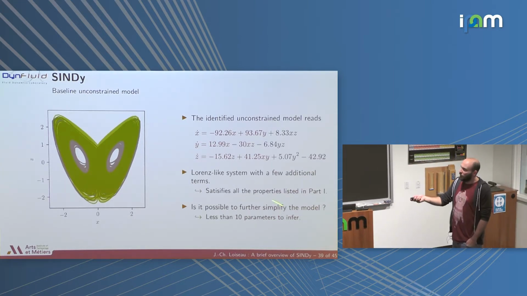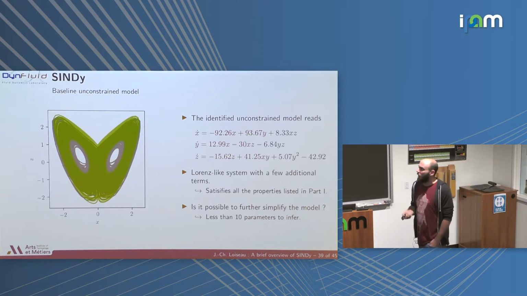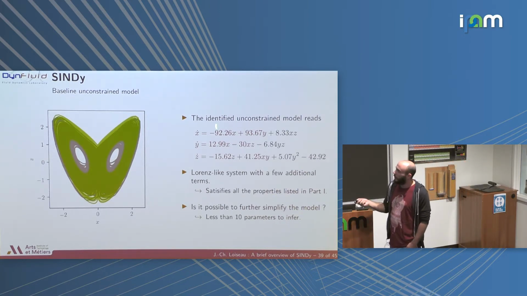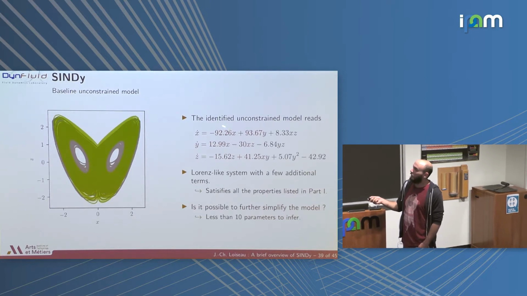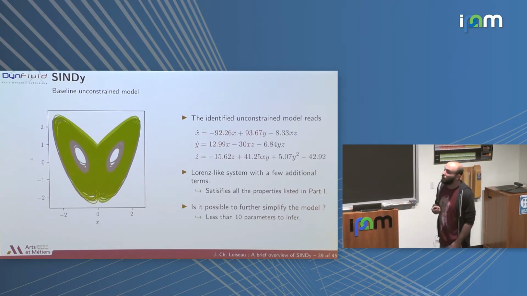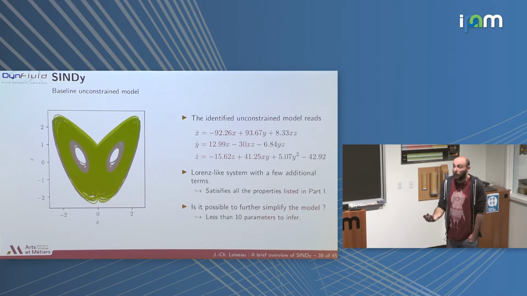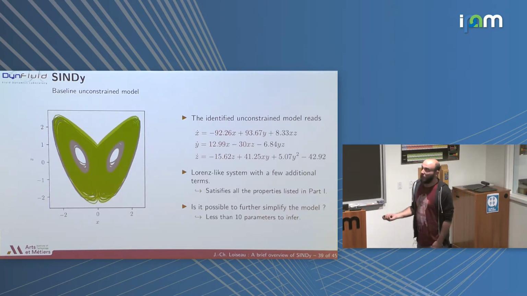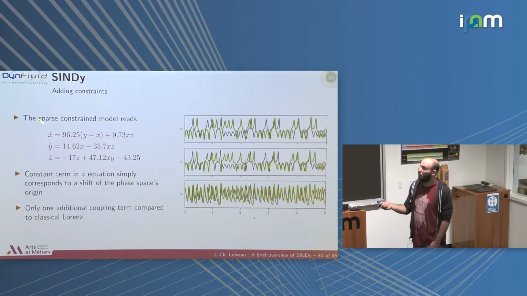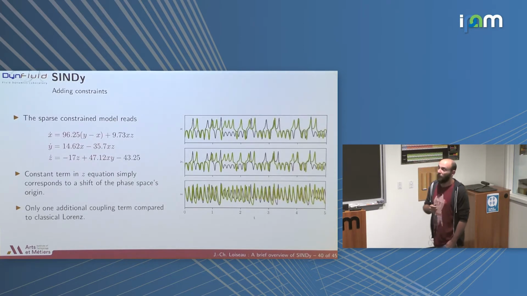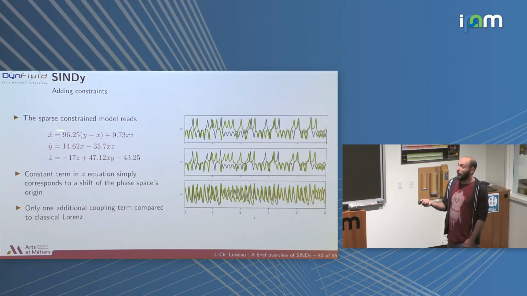One of the questions, anyways, is can we further simplify the model? So we have 10 different parameters, but this negative 92 and positive 93 look suspiciously similar. So can we actually enforce that they are equal in the identification? That's a linear equality in the parameters, a convex problem. We can do it, and if we do it, we actually get this even simpler system where, once again, in red you have exactly Lorenz, and we have only one additional term here.